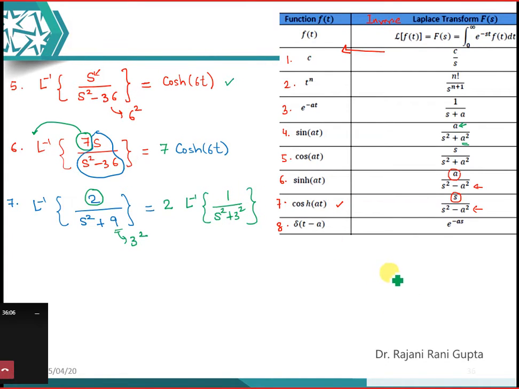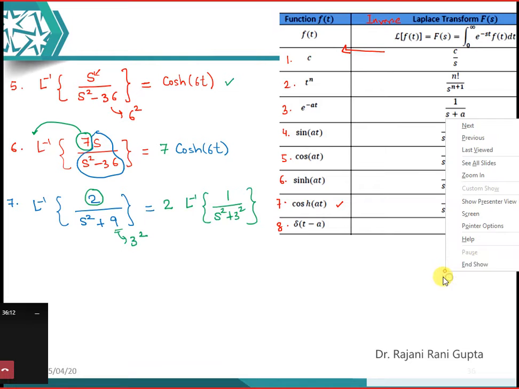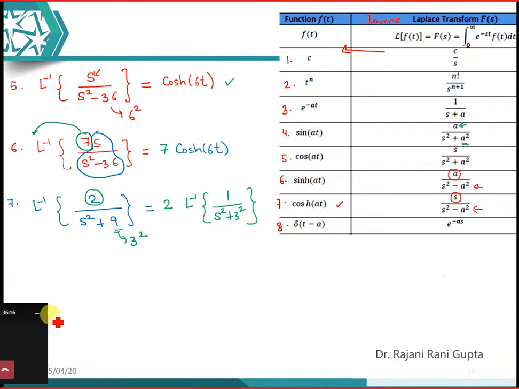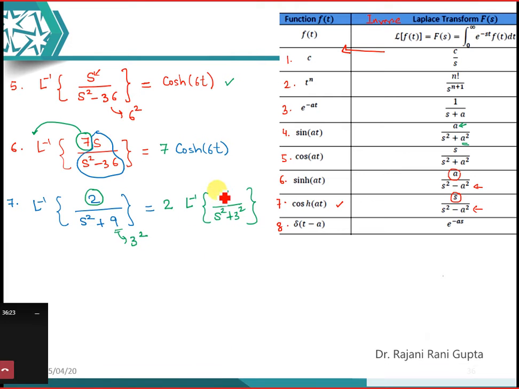Any idea what we shall do next? A should be the same. Multiply with 3. Yes, correct. That's it. See, now we have this 1 over s square plus 3 square. But to use this rule, we need a 3, which is missing. So we multiply by 3.